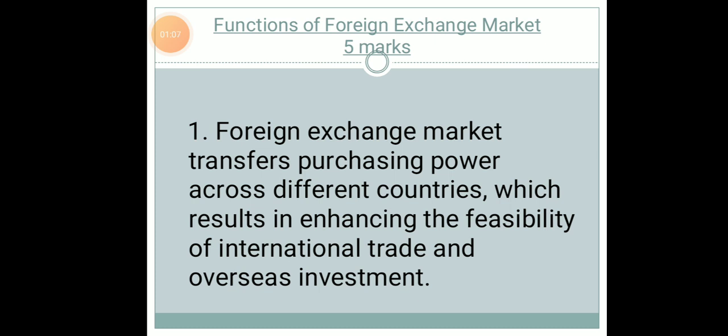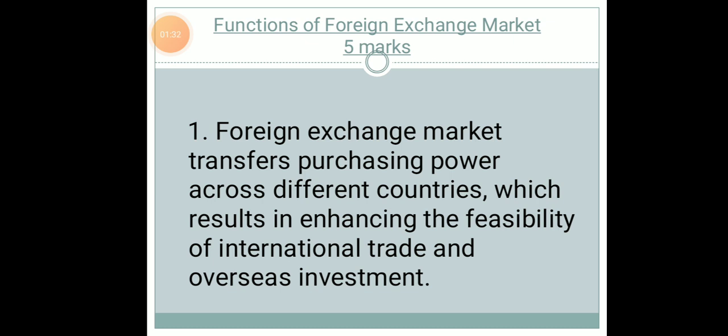The foreign exchange market transfers purchasing power across different countries, which results in enhancing the feasibility of international trade and overseas investment. This point explains purchasing power. It's nothing but a transfer function, transferring of purchasing power from one country to another. Transferring of purchasing power means importing and exporting.